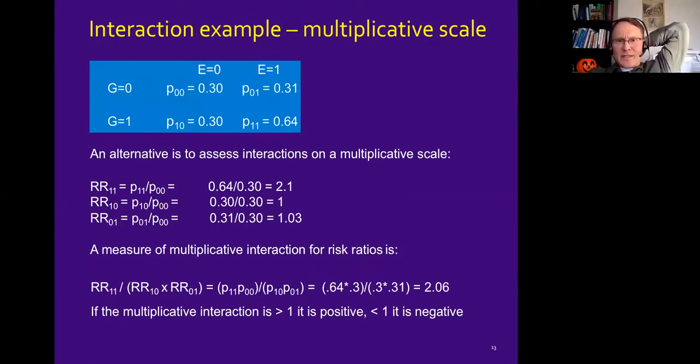For the multiplicative, it's similar, except we're talking now about risk ratios. We get the risk ratio of the joint effect, which is 0.64 over 0.30, and we ask whether that's different from the product of the E and G effects. If you do all that out, the interaction effect is the risk ratio of 1:1 divided by the product of the other two risk ratios, the genetic risk ratio and the environmental risk ratio. So in this case, that's P11 times P00 divided by P10 times P01. In this case, it's 2.06. If that is over 1, we say it's a positive interaction. If it's under 1, we say it's negative. Here we have a positive interaction as well. So we have a positive interaction on the additive scale and a positive interaction on the multiplicative scale.